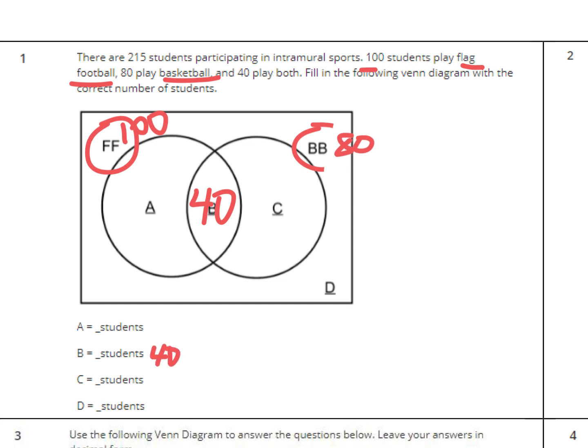But now you can start using logic. Addie, if together they make 100, how much has to be here in this spot? Because we know total is 100.